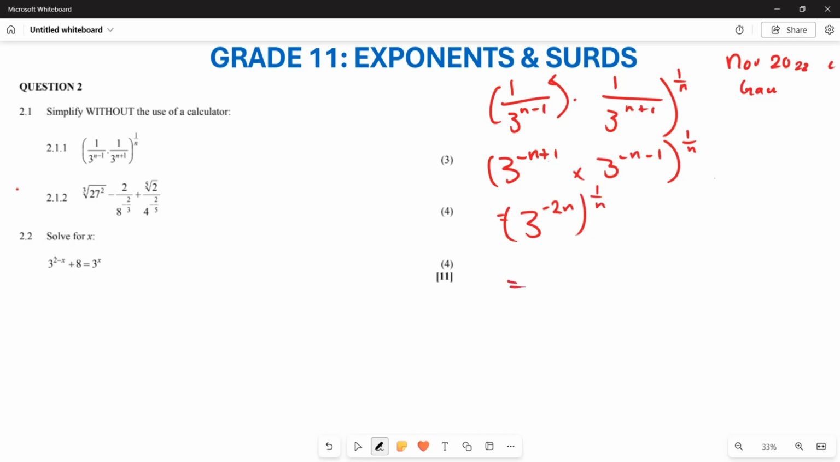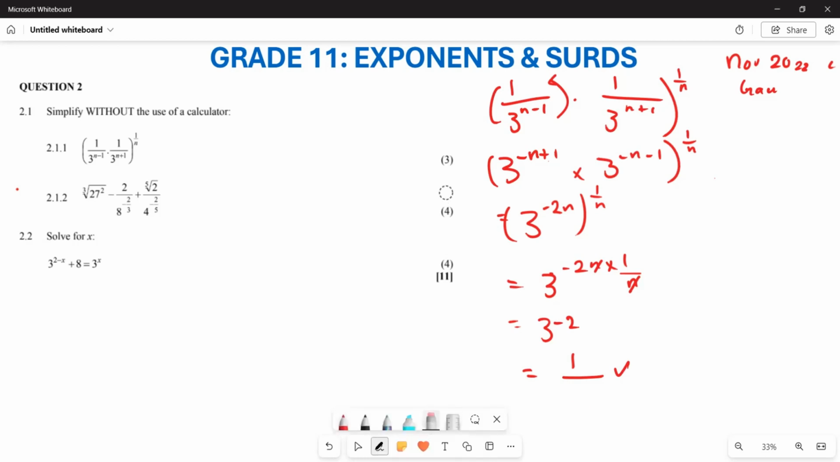Now this is still going to be the same as 3 to the power of negative 2n multiplied by 1 over n. Now, which means this n and this n are going to cancel each other. So the answer that you are going to have is 3 to the power of negative 2. Because we want a positive exponent, this is going to be 1 over 9. Are we okay? So this is you getting your 3 marks, right?